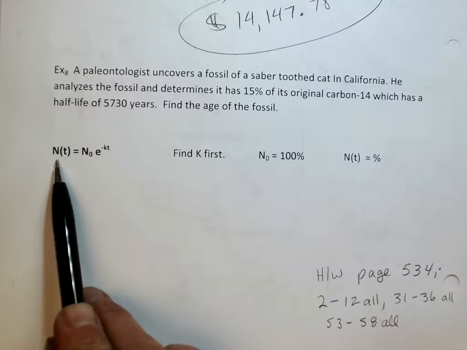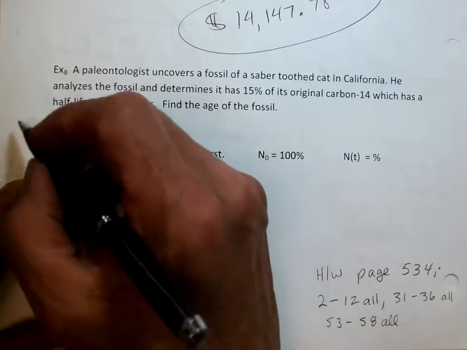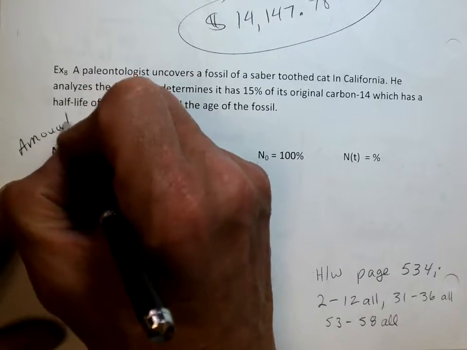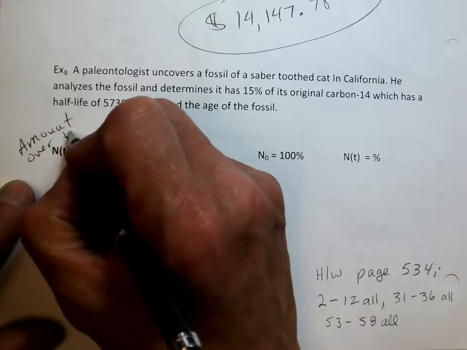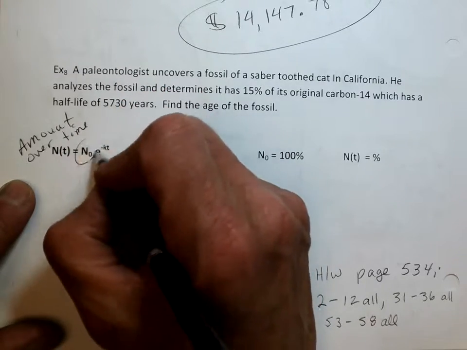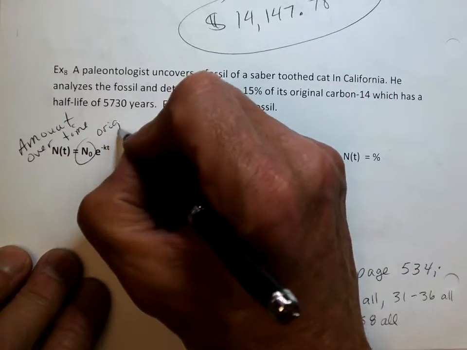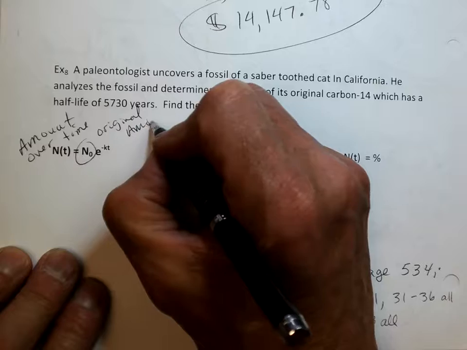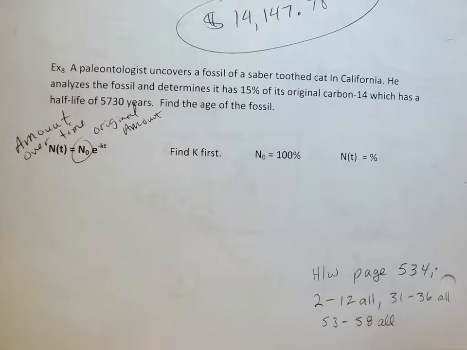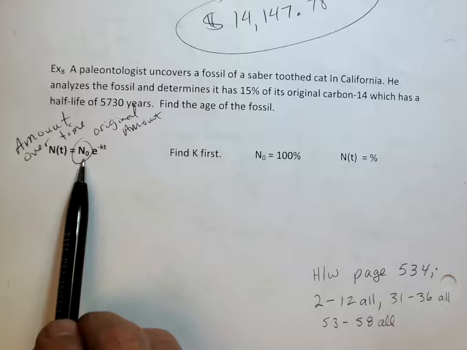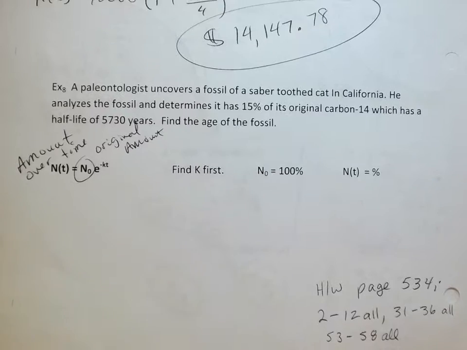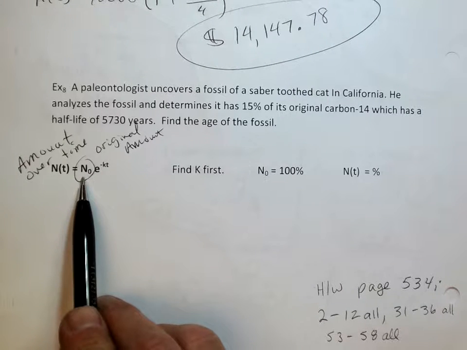N of T means the amount over time. N0 is the original amount. If we're doing a percentage problem, this is always going to be 100. When you're alive, and right before you die, you have 100% of your carbon-14. You haven't died yet, and then you decay. Sounds gross, doesn't it? Anyway, this number will always be 100.